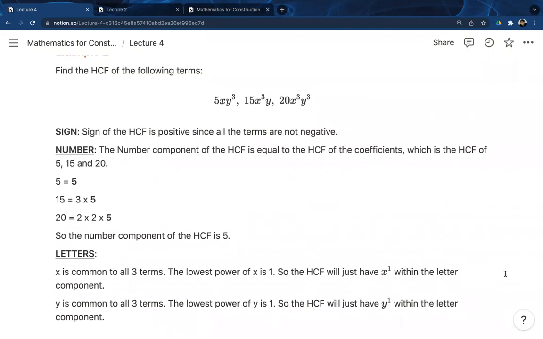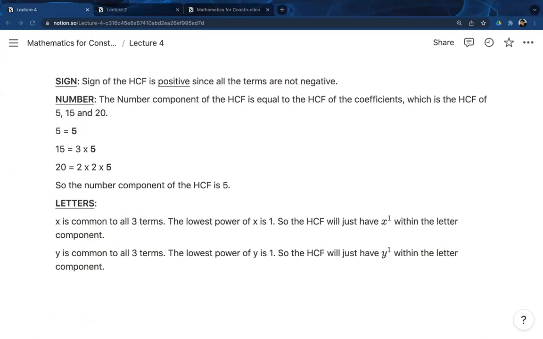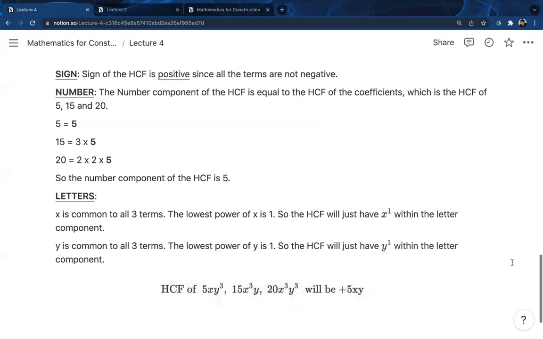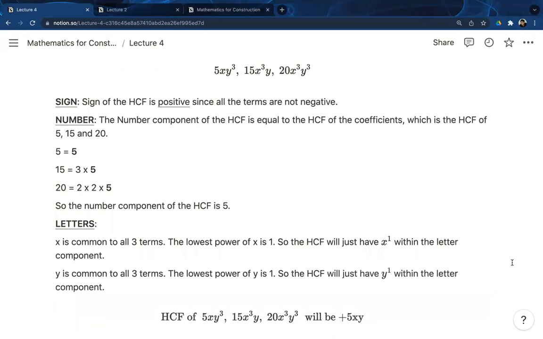And then we just multiply everything. The sign is positive, so it's positive times 5 times x times y. So the HCF is positive 5xy.